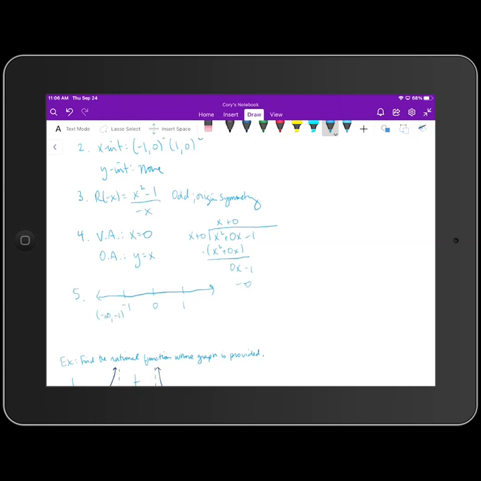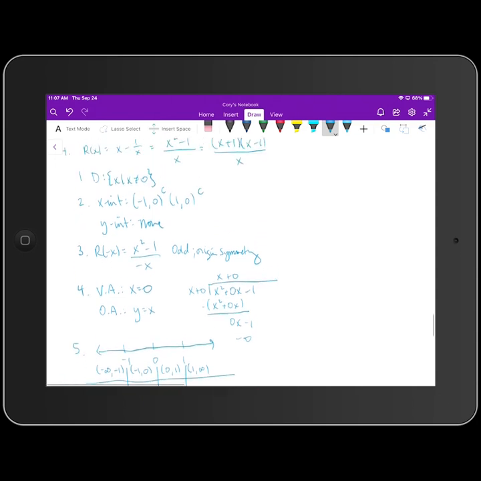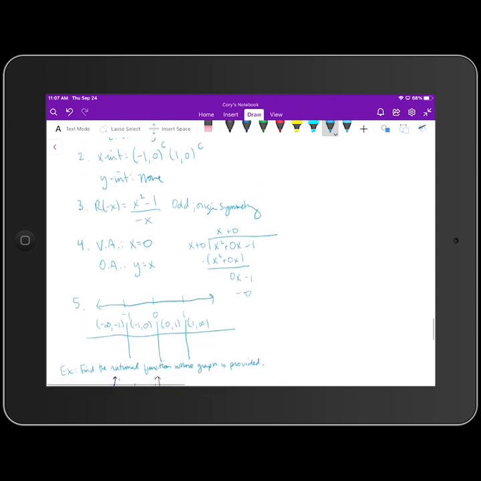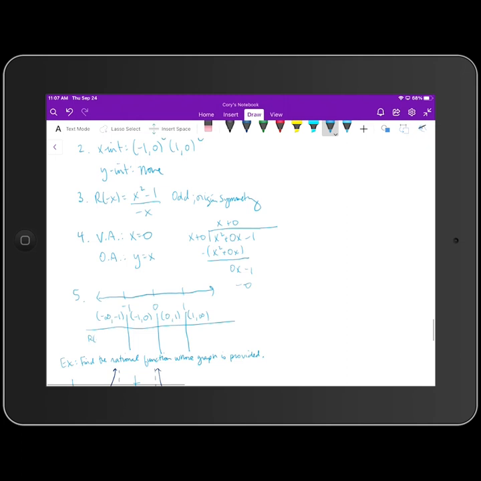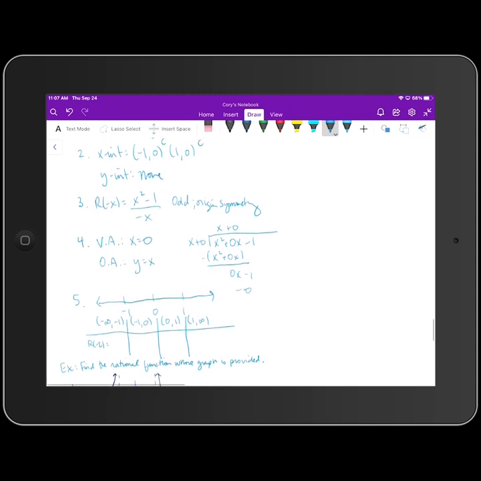The first one is from -infinity to -1. The second one is from -1 to 0. The third one is from 0 to 1. And the fourth one is from 1 to infinity. Okay, and again, because this function has symmetry, we want to choose these values wisely. So the value I'm going to pick on the first interval is going to be r of -2. And when you find r of -2, you're going to get that equal to -3/2.